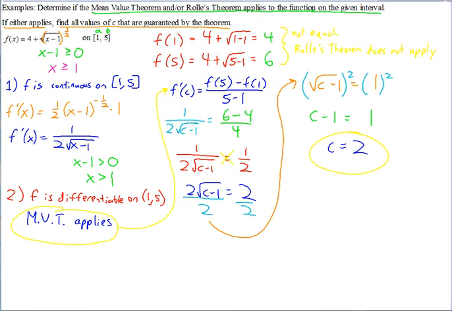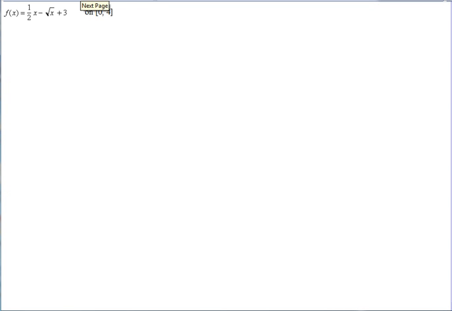Alright, let's take a look at another example here. This one's 1/2 x minus the square root of x plus 3 on the interval from 0 to 4. So here's our a and b here. So we also have a square root on this one. So in order to avoid imaginary numbers, x has to be greater than or equal to 0. So if we look at our interval, 0 to 4, that is greater than or equal to 0. So the first condition holds true.